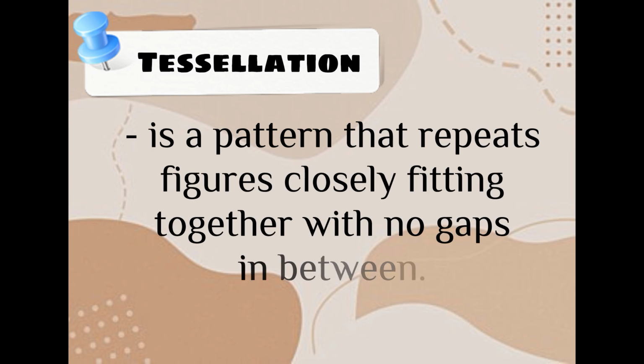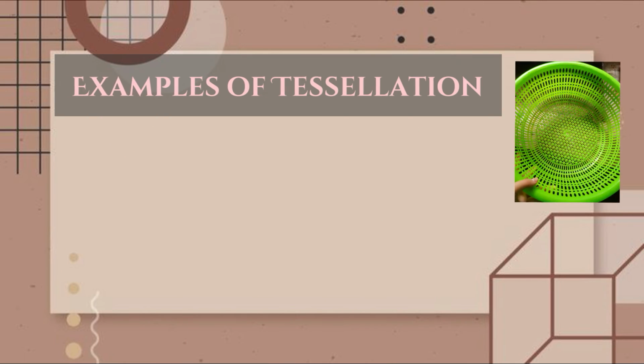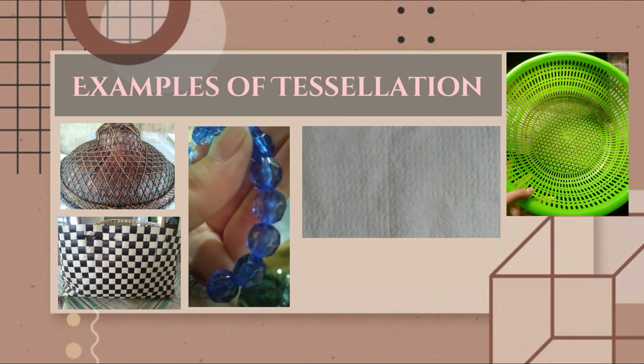Tessellation. Tessellation is a pattern that repeats figures closely, fitting together with no gaps in between. As you can see in this illustration, inside the bigger shapes have other smaller shapes that fit together to make it into a unique one. These are the examples of tessellation that you have seen mostly in your home.